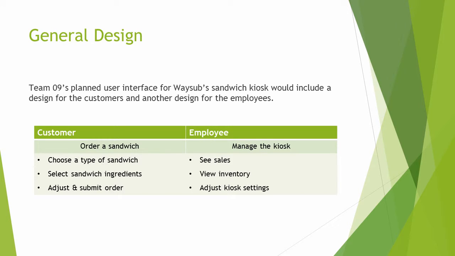After discussing the user groups of the sandwich kiosk, Team 9 began designing the user interface of WaitSub's sandwich kiosk. The user interface would include a design for the customers and another design for the employees. On the customer's side would be an interactive interface that allows customers to choose a type of sandwich, select various ingredients, and adjust their order as desired. Meanwhile, the employee's side would allow WaitSub employees to manage the kiosk, see sales, view inventory, and adjust settings.